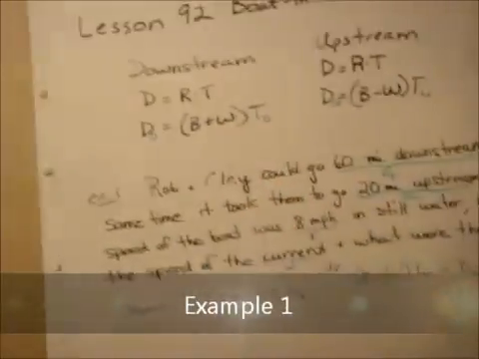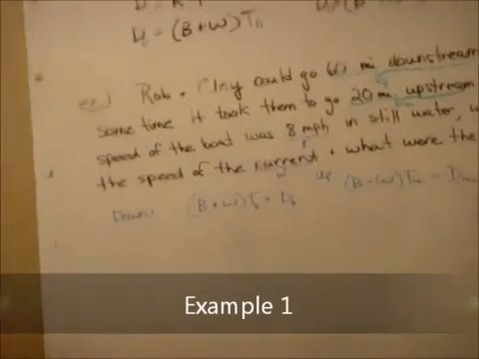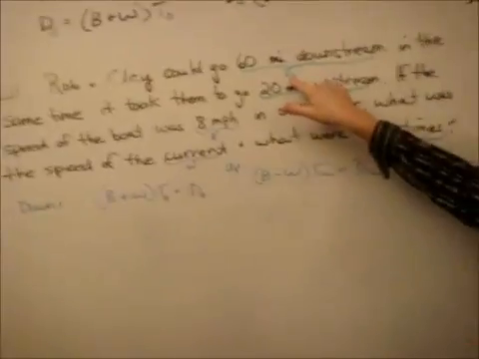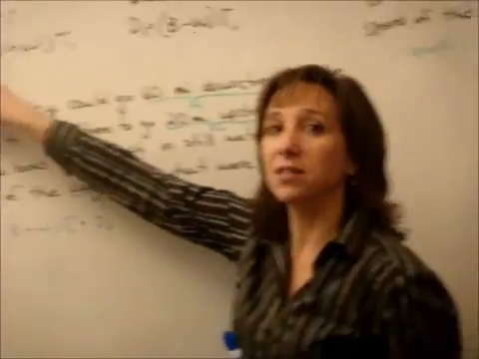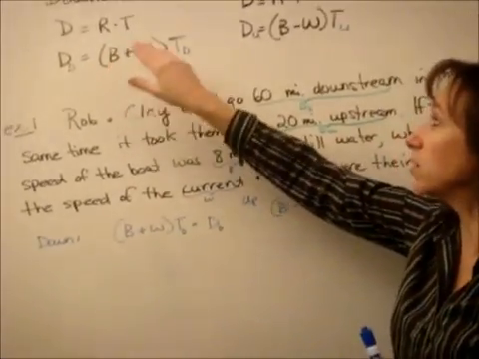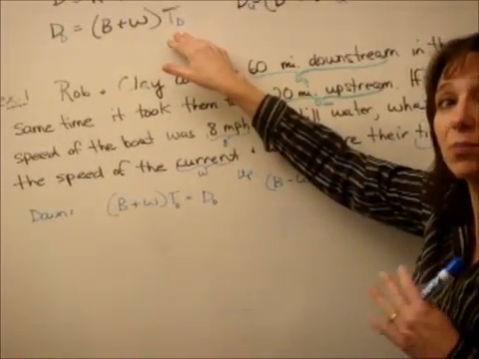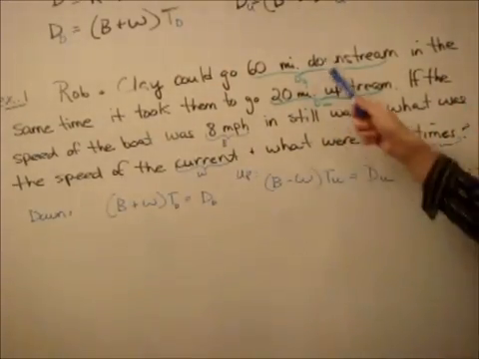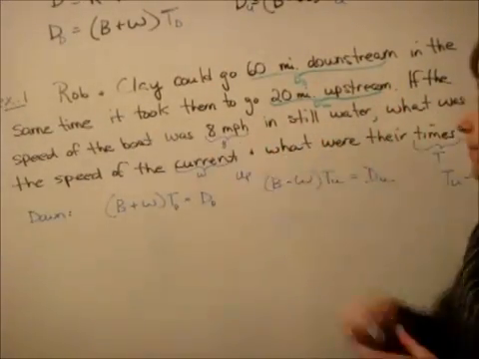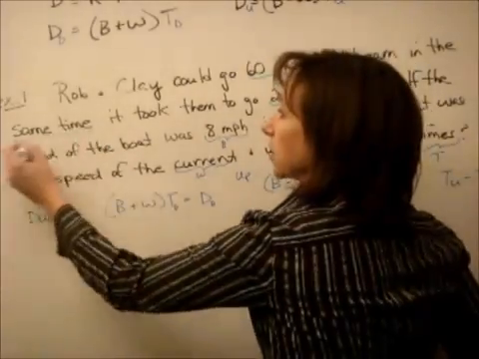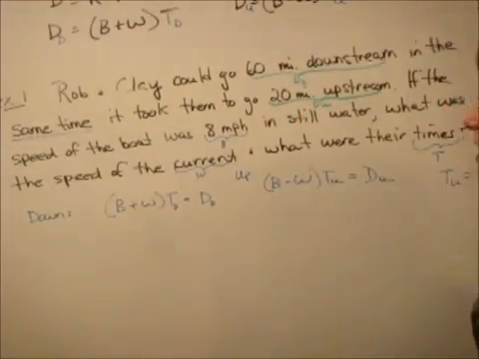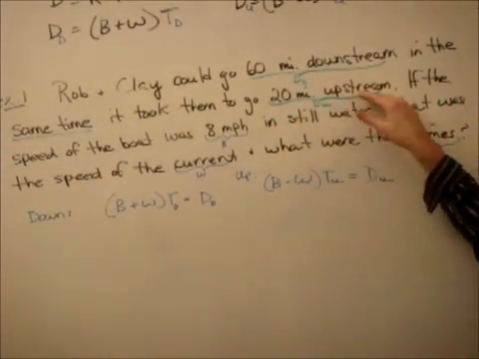Rob and Clay could go 60 miles downstream. And so that's going to be our distance downstream. So all you have to do is identify what each of your variables are here. We could have a distance downstream, the boat speed, the water speed, and the time. So those are the things you're going to be looking for as you read your problem. So we have 60 miles downstream in the same time. The time's going to be the same, so just keep that in mind. That it took them to go 20 miles upstream.